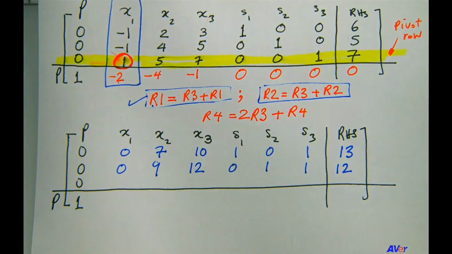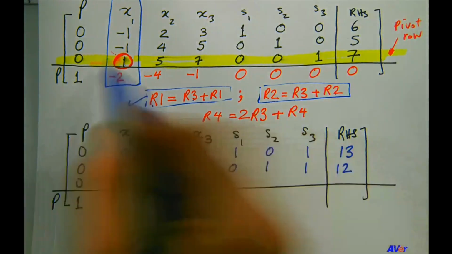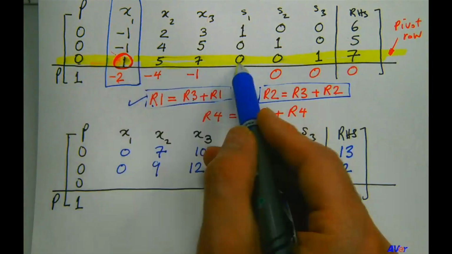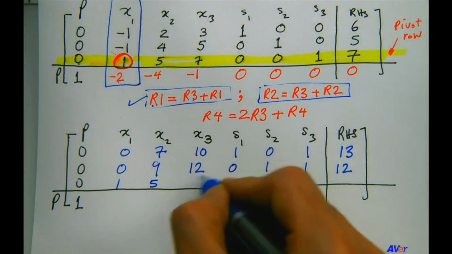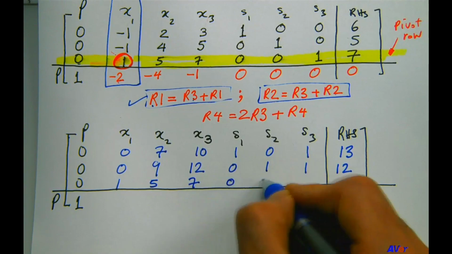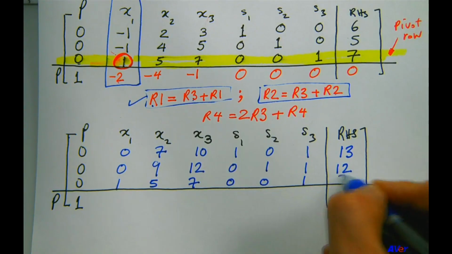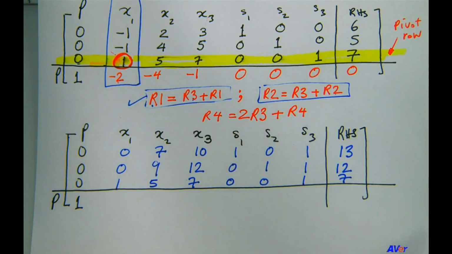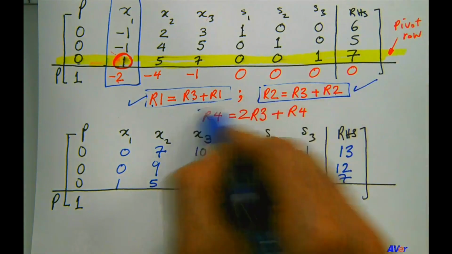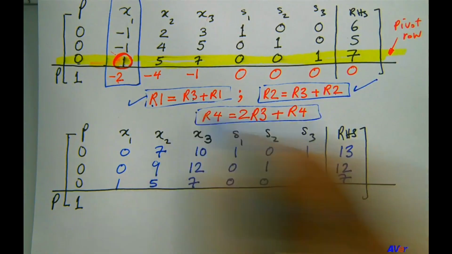Okay? All right. So the third row is the pivot row. So let's write it down as it is. 1, 5, 7, 0, 0, 1, 7. Okay, so I just wrote that here. Then we're done with that row operation, so let's move to this row operation here.